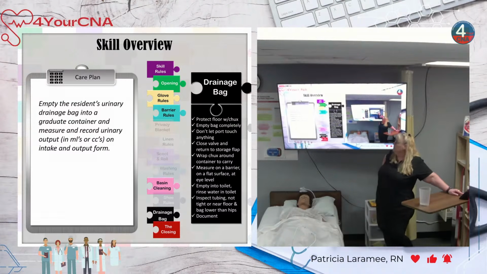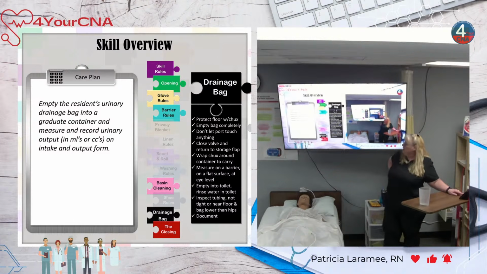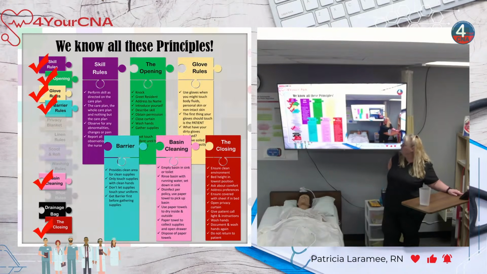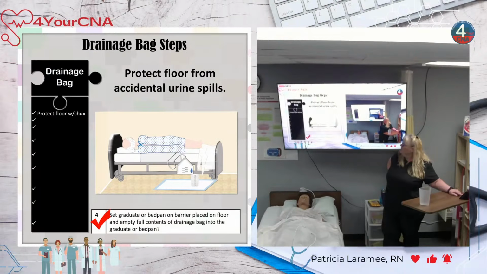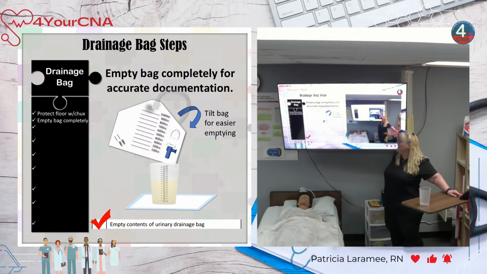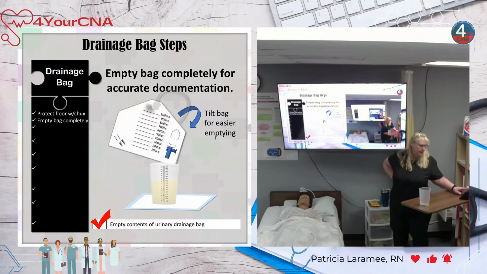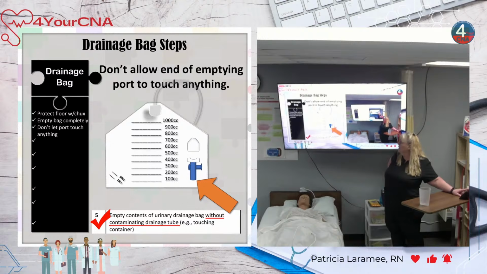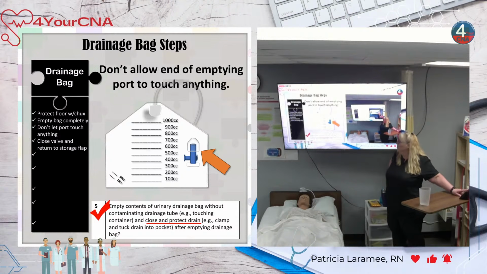All right, so we're going to empty the resident's urinary drainage bag into a graduate container, measure and record the output in mLs or cc's on the documentation form. So the steps for this is we're going to protect the floor with the chucks. We're going to empty the bag, not letting that port touch anything. Protect that port. We're going to put it back into its house without letting it touch anything.